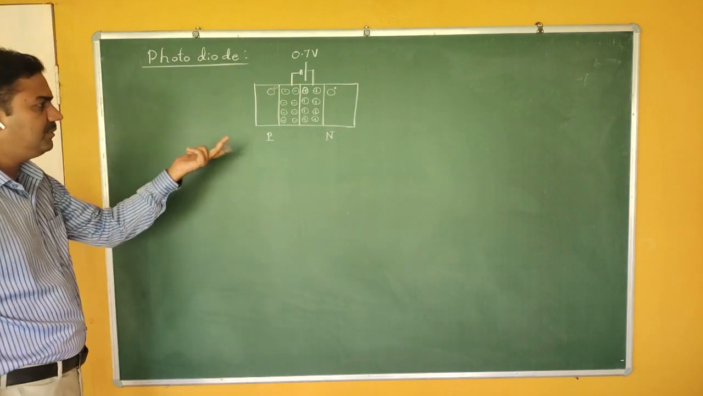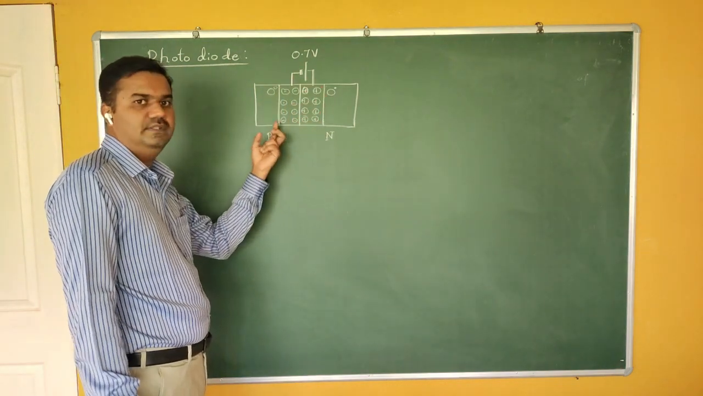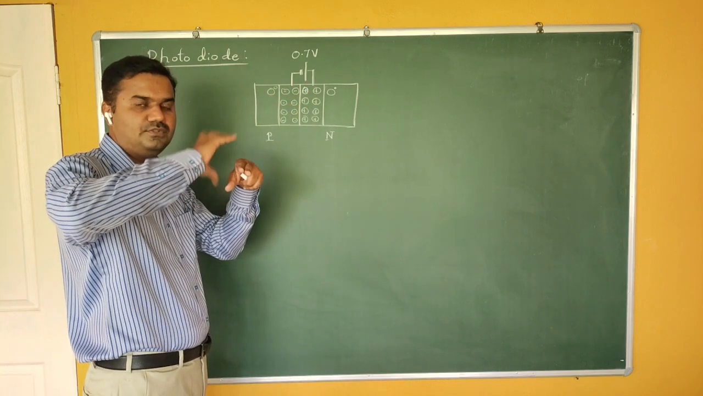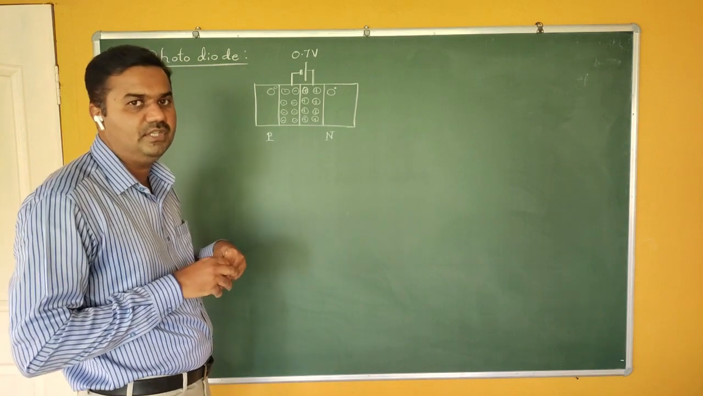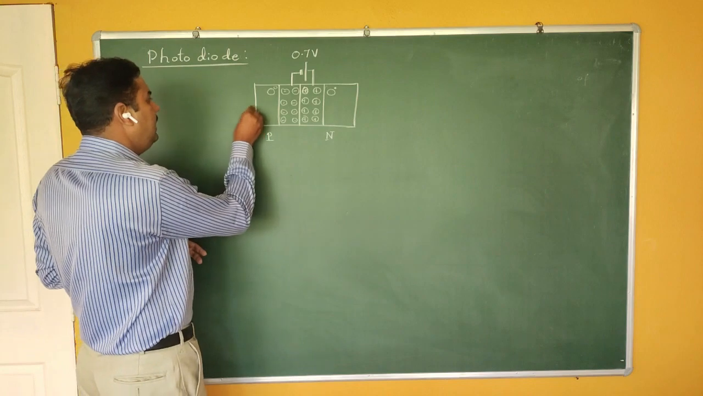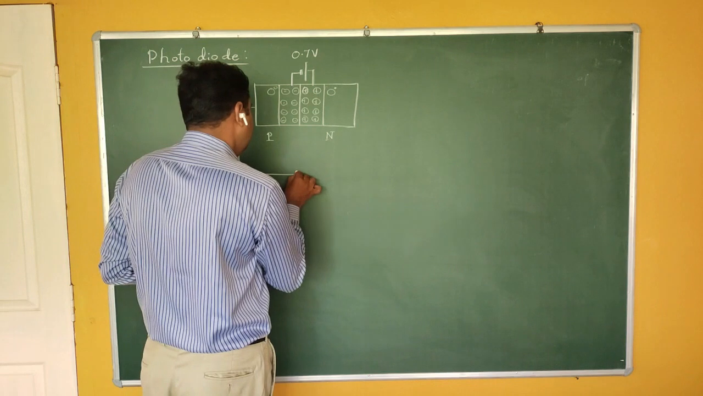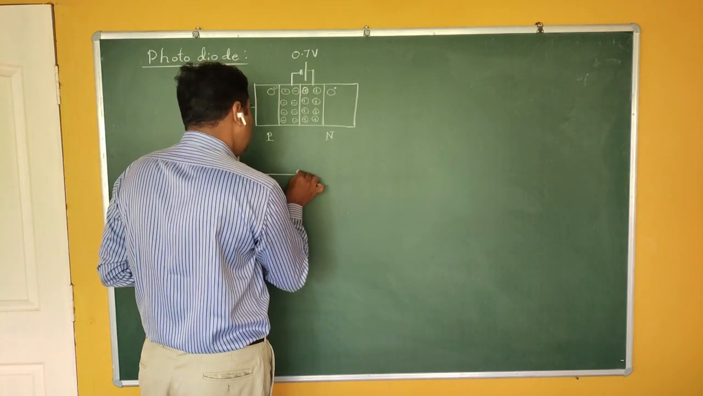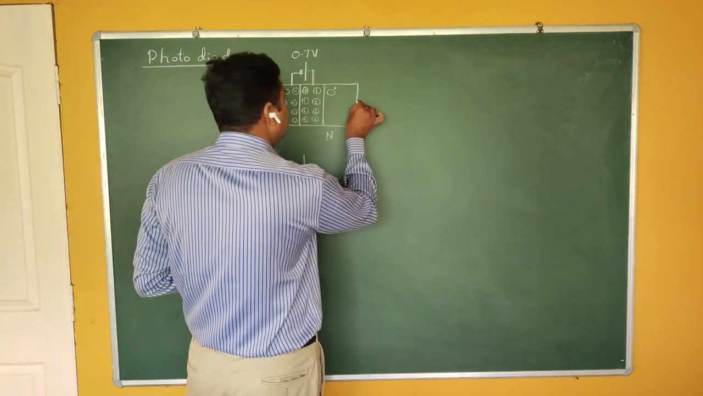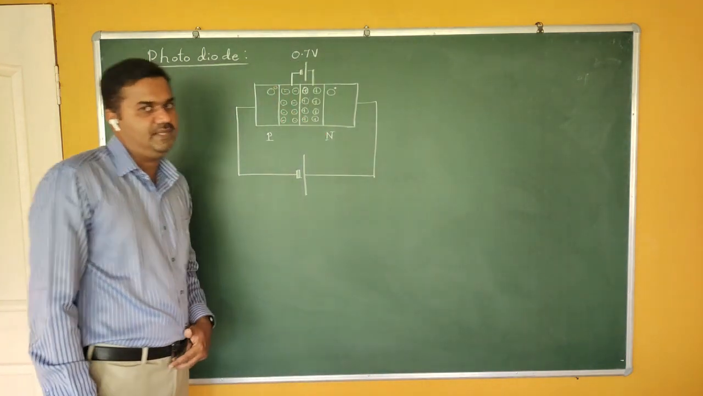The photodiode is nothing but a p-n junction diode only, but in a particular region it is transparent. Some glass is put so that light can fall on this depletion region. Therefore it is a specially made p-n junction diode, and this diode is connected in reverse bias. If you want to use this diode as a photodetector, then it must be connected in reverse bias.